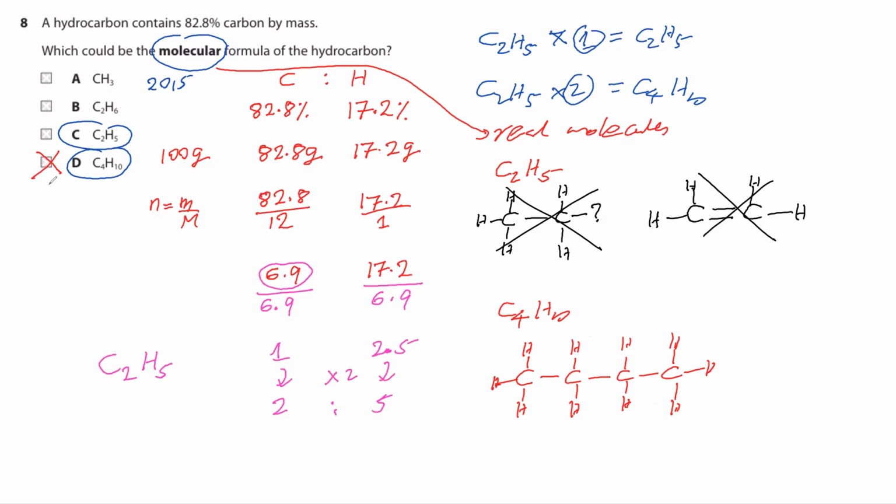So a hydrocarbon contains 82.8 carbon by mass, which could be the molecular formula of this hydrocarbon. Yes, answer is D. Now you might have a doubt. There are two options. If you have done the last 10 years past papers, yes, you will do this question really fast. But the second thing is, you might feel you have to put in extra effort and extra time. So that's your question. Yes, this is a part of this exam.